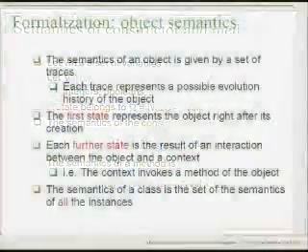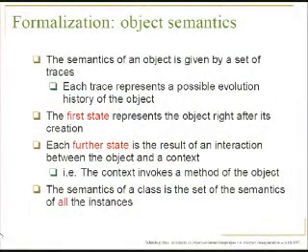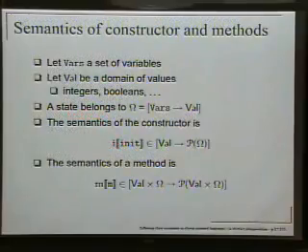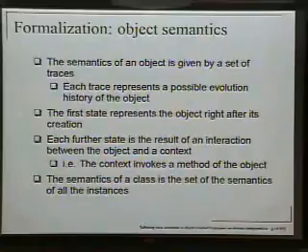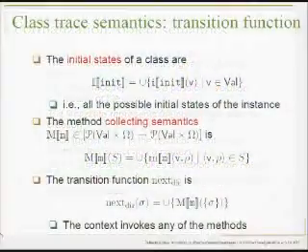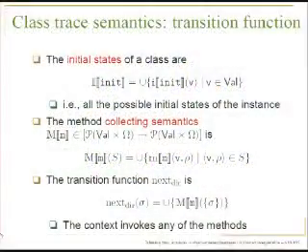The states then are just a function from variables to values. And the semantics of a method and constructor, for example that of the constructor, considers an input value and returns a set of states, so to model non-determinism. The semantics of an object is then modeled as a partial trace semantics in which each trace represents an evolution history of the object, in which the first state is the state of the object just after the creation. And all the other states are the result of interaction between the context and the object.